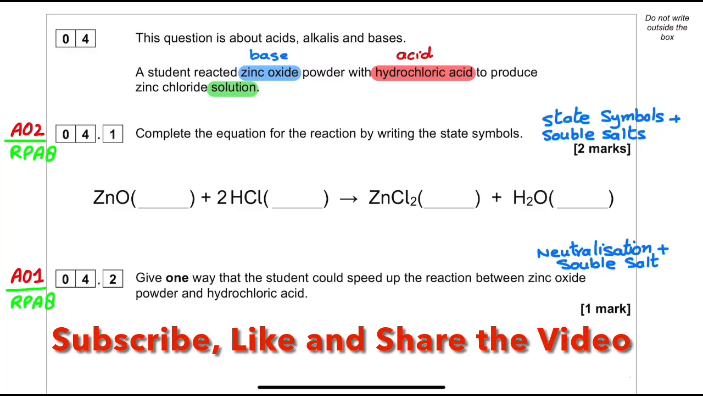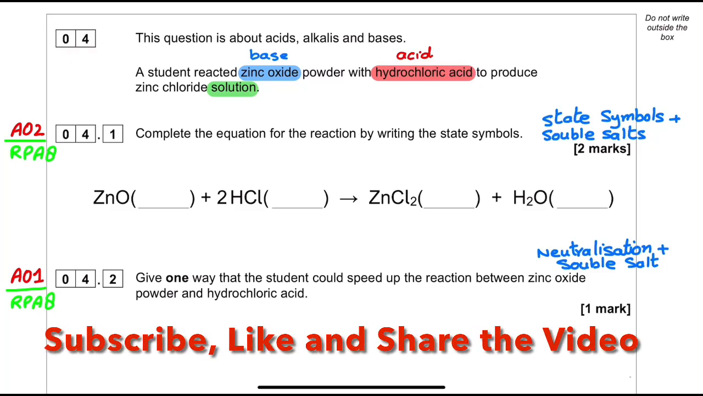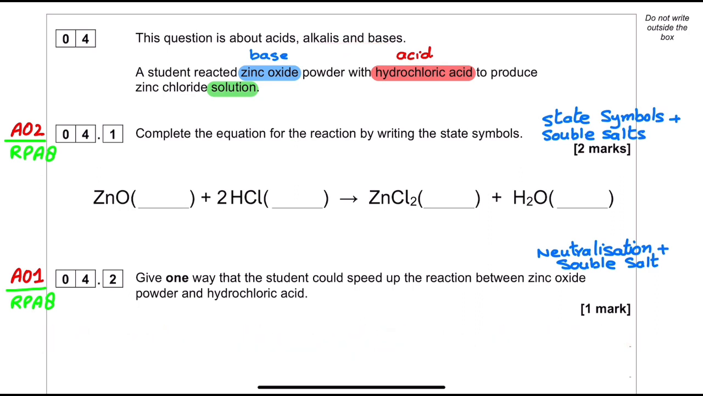Question number 4. The question is about acids, alkalis, and bases. A student reacted zinc oxide powder with hydrochloric acid to produce zinc chloride solution.